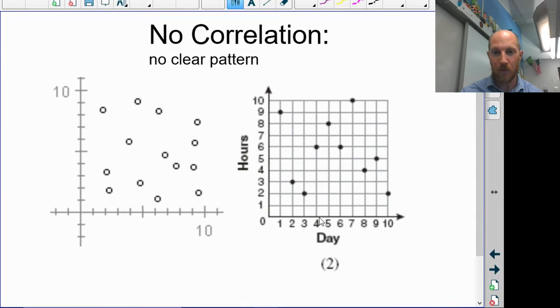And that's true in both graphs. It's just a bunch of random dots. There doesn't seem to be any pattern. Are they going up? Are they going down? Can't tell. So that's no correlation.